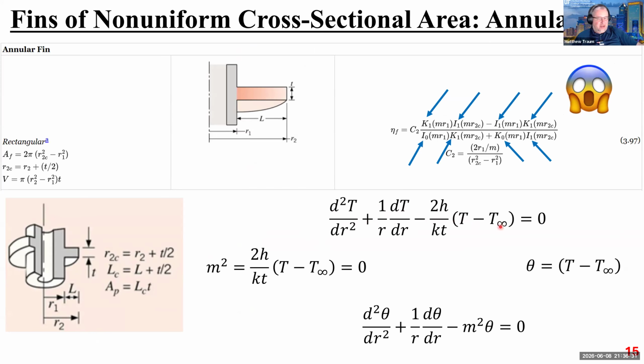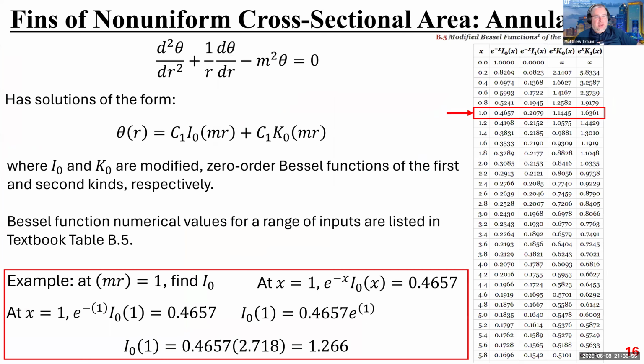We're going to solve it using kind of the same law of conservation of chalk tricks that we used before, except now m squared is going to be 2h over kt times theta. And theta is that same old law of conservation of chalk, just the temperature at some radial location minus T infinity. And if we take those and plug them in here to just make this equation more compact, we get this version of it. And then here it is. And now we want to solve this thing, and it comes out like this.